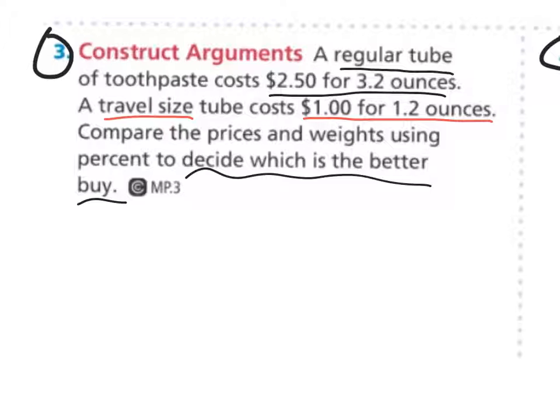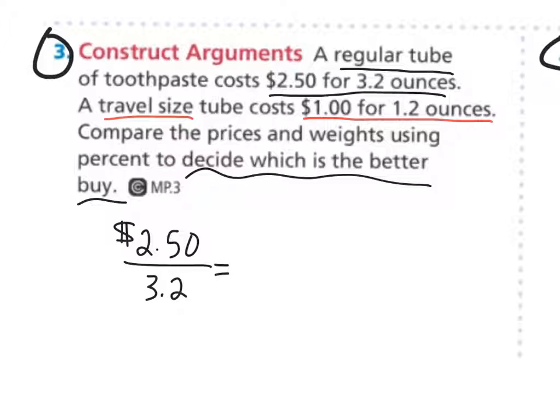Okay, I'm going to go a little bit different maybe than the book here. I'm not going to really worry about percents. I'm just going to figure out what the price per ounce is for each of these. So to do that, we can divide the price by the number of ounces. So for the regular, we can do 250 divided by 3.2.